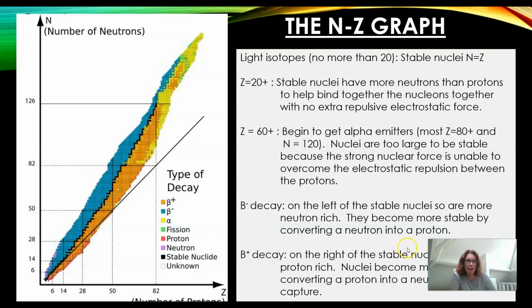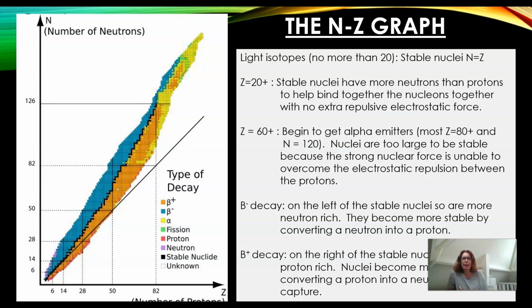Beta plus decay, they're on the right hand side, so they're proton rich, so they lose a proton and gain a neutron. So they will do this. So this element here, lose a proton, gain a neutron, and so on. And then they'll hit this line here. Okay. So that's the NZ graph.